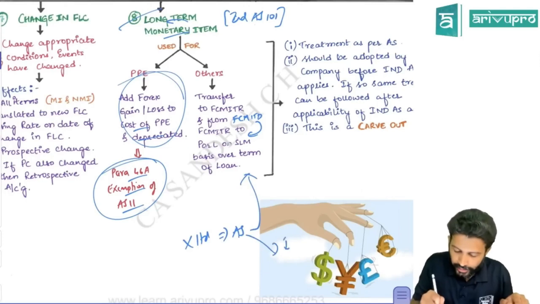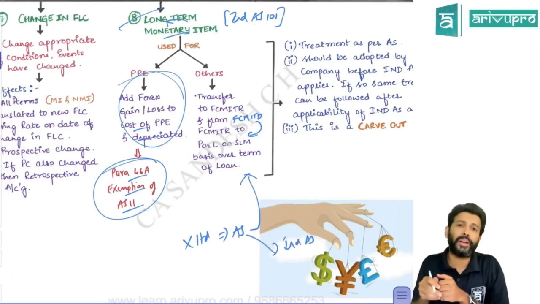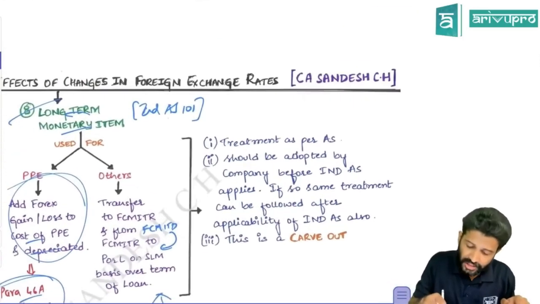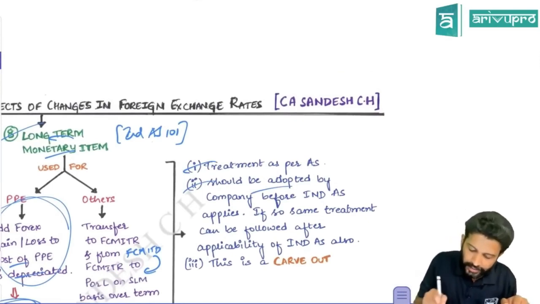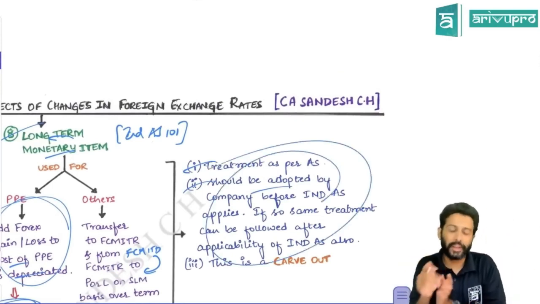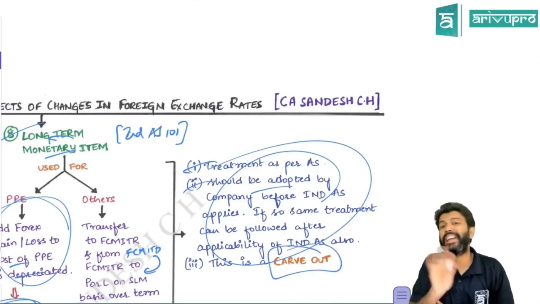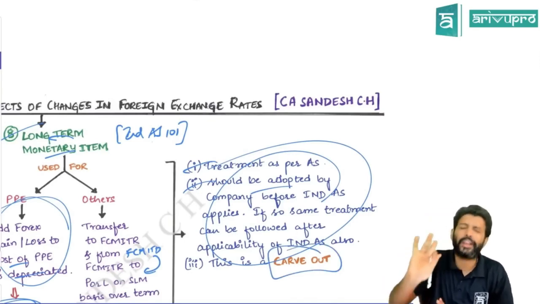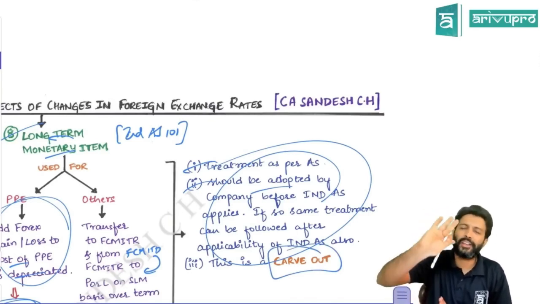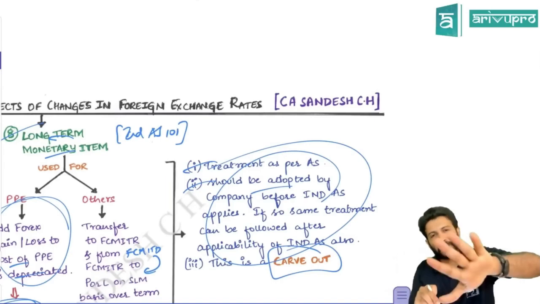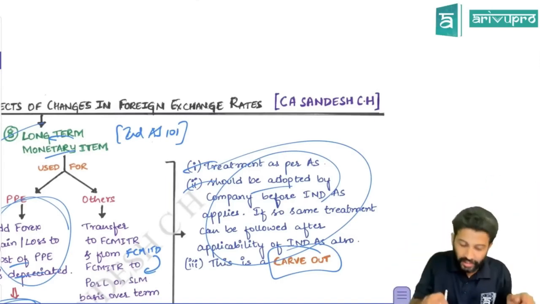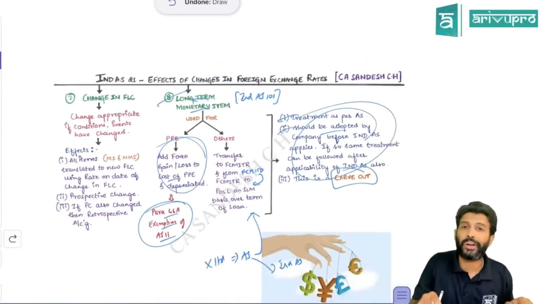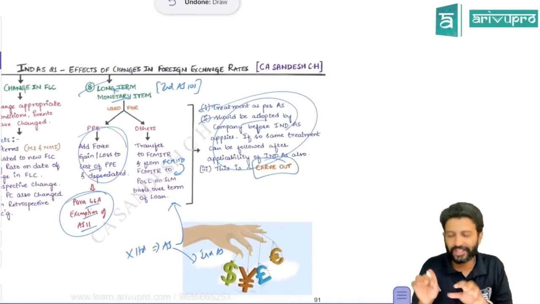Later on, they are following IND AS. From AS, they moved to IND AS. What IND AS says is, if you are following this option under AS, even after IND AS, you can follow the same treatment. And this is a carve out, meaning IFRS does not have this option, only IND AS has this option. IFRS says if it's a monetary item, gain or loss compulsorily has to go to P&L only. But only IND AS, for this component only, has given a relaxation. Hence, this is a carve out.